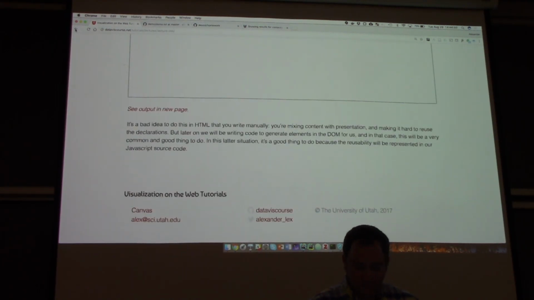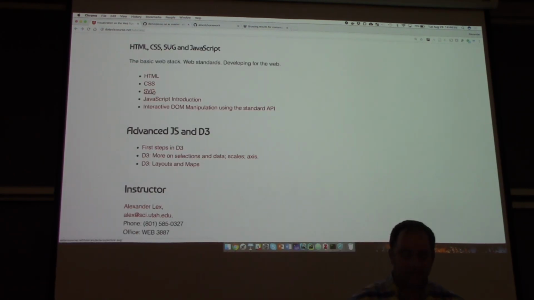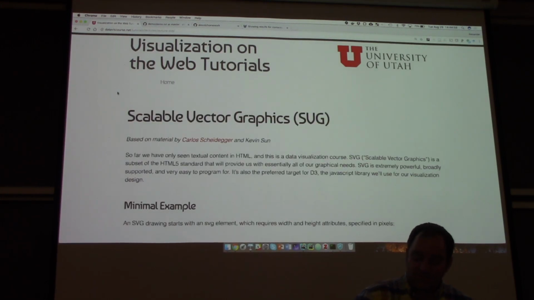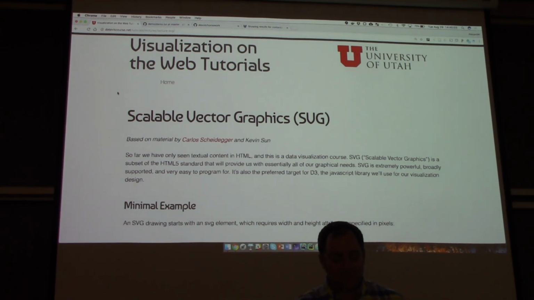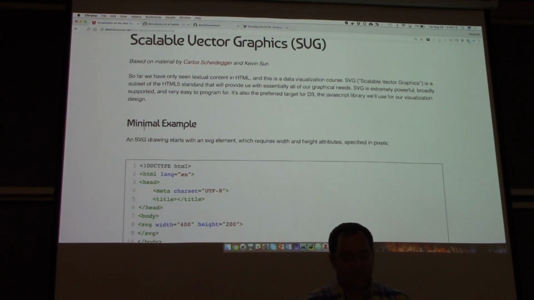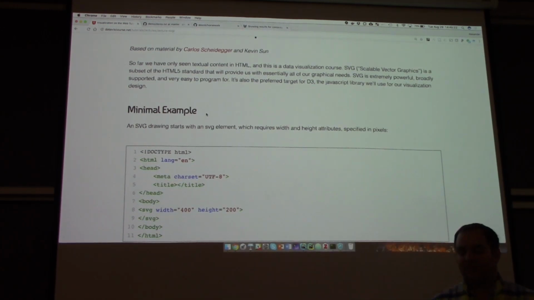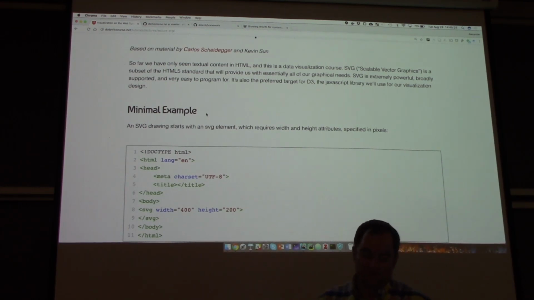Okay. So the last part that I wanted to talk about code today is scalable vector graphics. We've only looked at textual content in HTML, but what we now want to do is look at how we can create visualizations, and we can use the SVG standard to do that. So SVG is a subset of the HTML5 standard that will essentially allow us to draw everything that we need. It's very powerful. Illustrator can export to it. You can include SVG elements and images in modern browsers, and so on. And it's also the preferred target for D3.